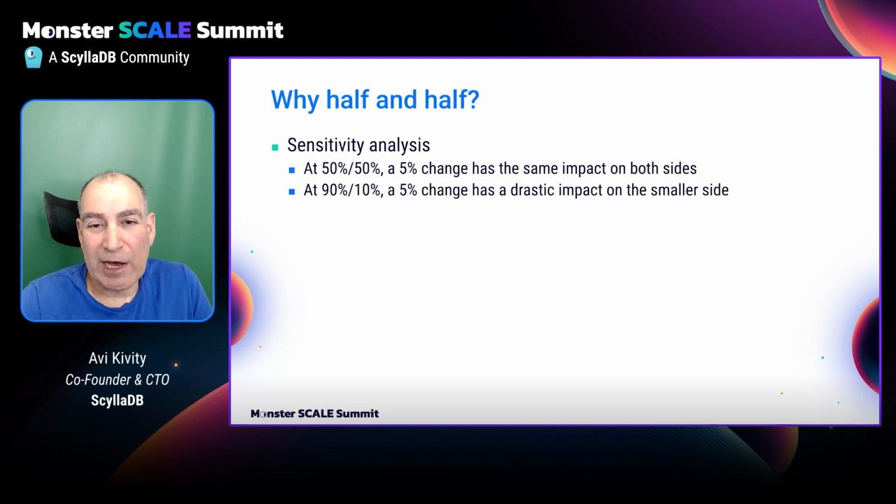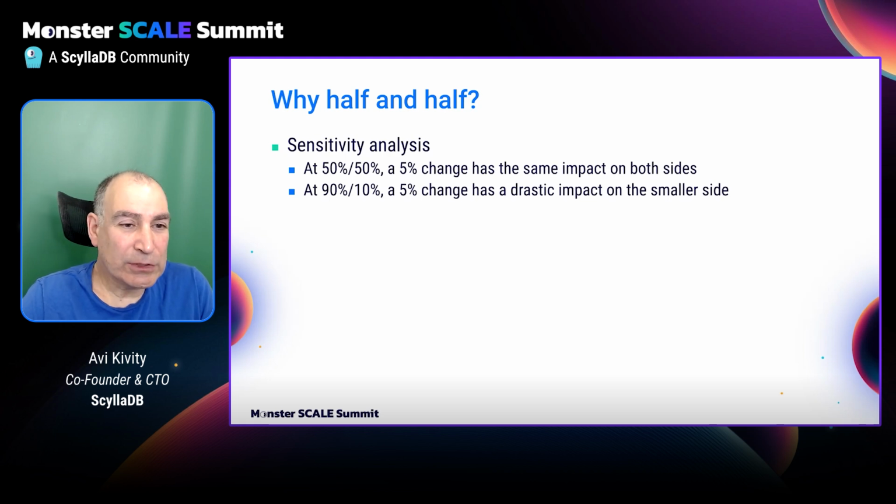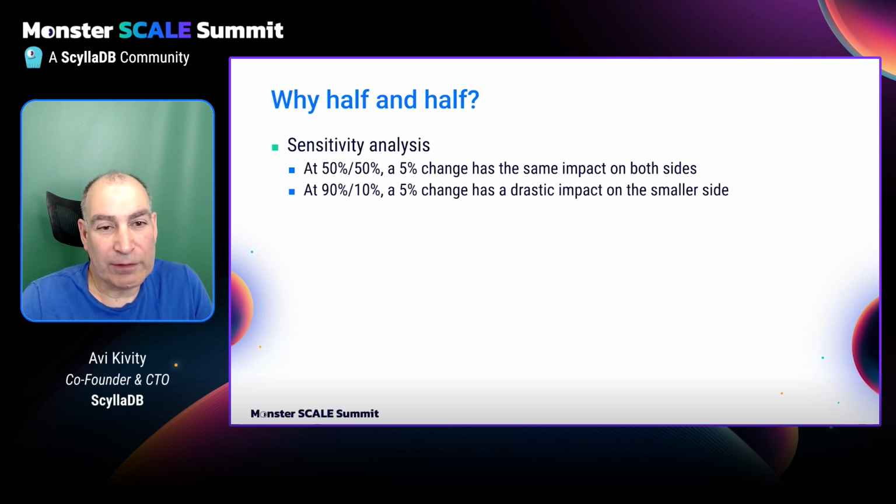So why half and half? How did you come up with those numbers? So we did a rough sensitivity analysis. And if you look at the 50% allocation, then if you make a 5% change, so it changes to 55 and 45, the change has the same impact on the memtable and the cache.